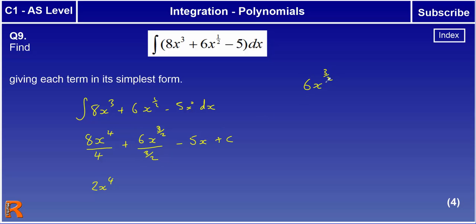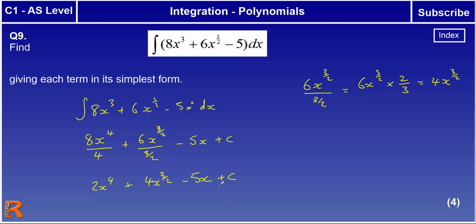6x to the 3/2 divided by 3/2. That's the same as 6x to the 3/2 times by, because this is divide, we times by the reciprocal, which is 2/3. And 2/3 of 6, we just deal with the numbers. 2/3 of 6, well 1/3 of 6 is 2, so 2/3 is 4. So we end up with 4x to the 3/2. So we're adding 4x to the 3/2 minus 5x plus a constant, and there we go, 4.